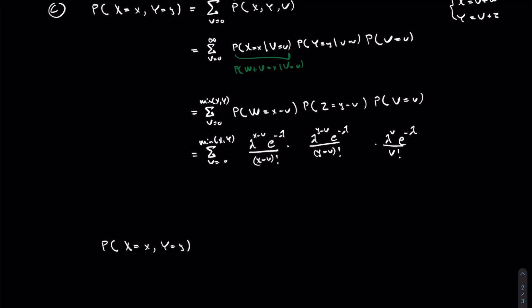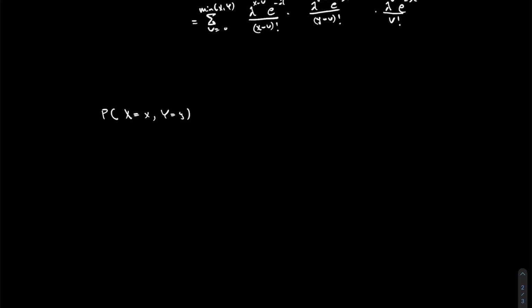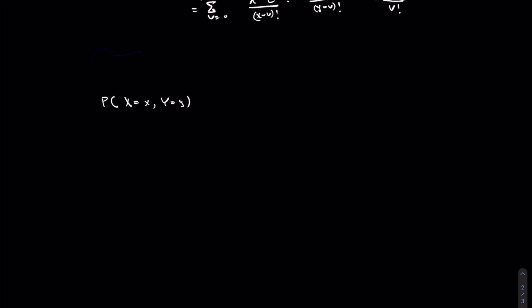So I'm going to just copy this. I'm going to do a little break here and say, okay, so you have the sum now. You're basically using the law of total probability over the joint distribution of X, Y, V, Z, W, right? So you sum over V, Z, and W.